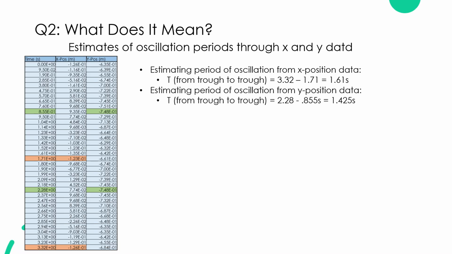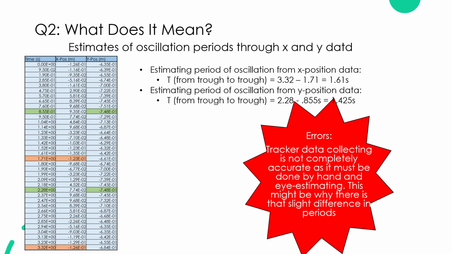What does it mean? Estimates of oscillation periods through x and y data. Estimating T from x(t) and y(t) can give slightly different numbers. The reason is each axis is a projection of the 2D coupled motion. If stretch and swing are not perfectly in phase, trough to trough timing shifts a bit. Taking multiple cycles or fitting reduces this bias.